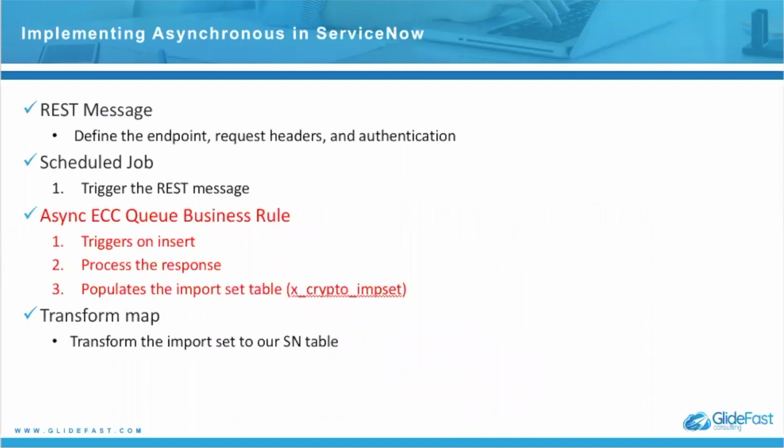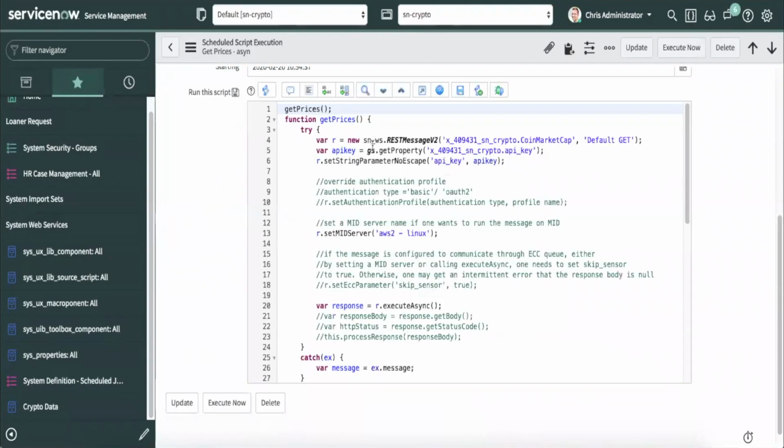So how do we implement that in ServiceNow? The REST message part stays the same. The scheduled job stays the same, but instead of waiting for a response, we will trigger the REST message in the scheduled job and just forget about it. Then we'll create an async ECC queue business rule, which will trigger on insert, and then it will process the response. Everything else should be the same. Populate it into the import set table, and then the transform map will take it from there and transform it into our ServiceNow table. So everything's the same.